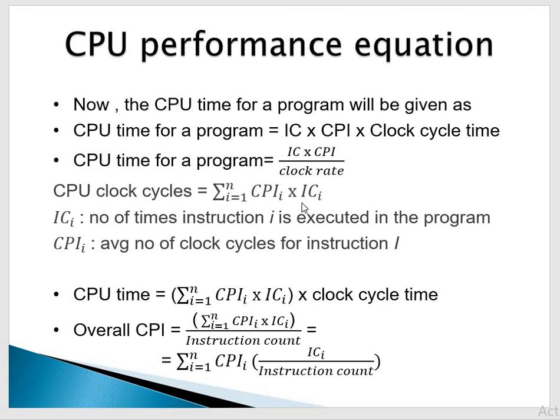To calculate the overall performance of the CPU for a task, ICi is the number of times instruction i is executed, and CPIi is the average number of clock cycles for instruction i. By knowing the CPU clock cycles, it is easy to calculate the CPU time, by multiplying the clock cycle time with the number of CPU clock cycles. So the number of clock cycles is substituted here and multiplied with the clock cycle time. How can we calculate the overall CPI? The overall CPI can be calculated with this particular equation. By using this methodology and these equations, we can calculate the performance of the CPU. These are the different equations used to calculate the performance of the CPU.